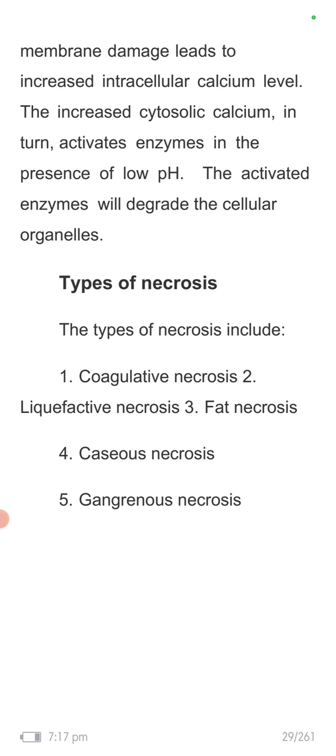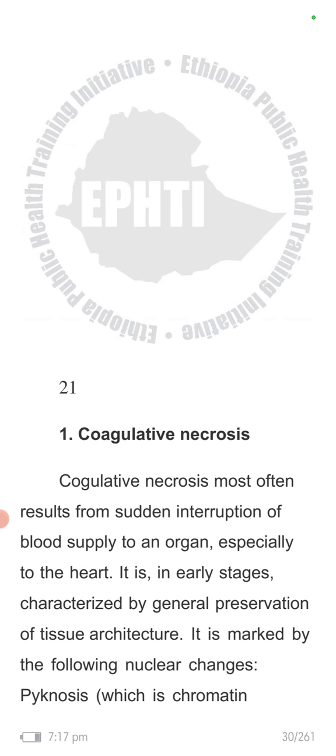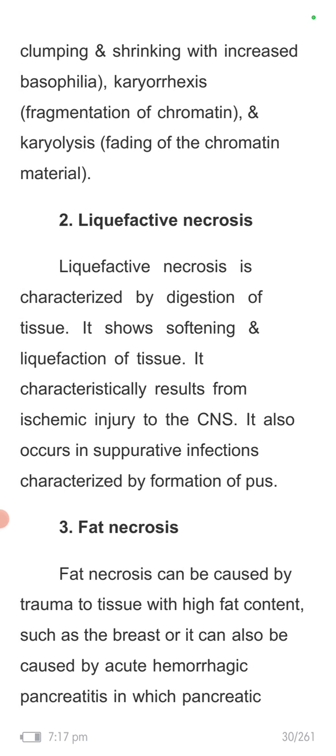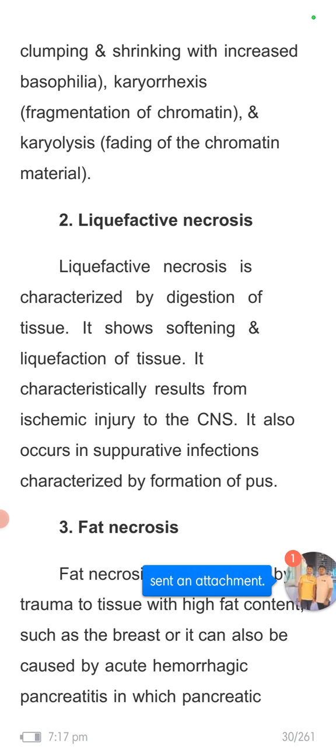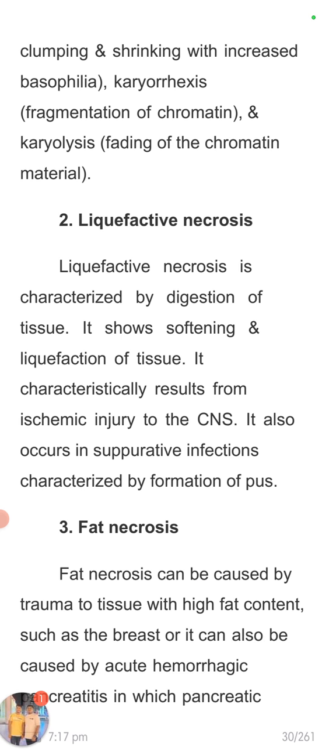Types of necrosis include coagulative necrosis, liquefactive necrosis, fat necrosis, caseous necrosis, and gangrenous necrosis. Coagulative necrosis most often results from the sudden interruption of the blood supply to an organ, especially the heart. In the early stages, it is characterized by the general preservation of tissue architecture. It is marked by the following nuclear changes: pyknosis, which is chromatin clumping and shrinking with increased basophilia; karyorrhexis, which is fragmentation of the chromatin; and karyolysis, which is the fading of the chromatin material.